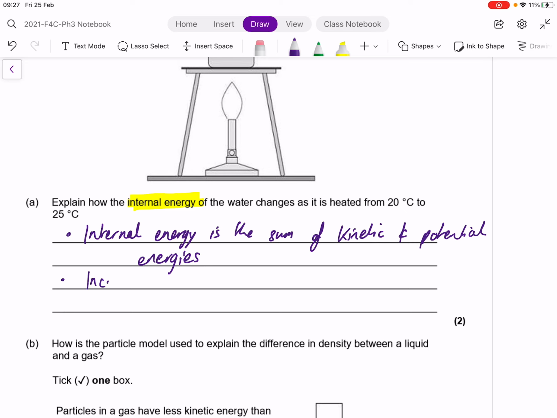So increased temperature leads to an increase in kinetic energy, and this leads to an increase in internal energy. So basically we're saying the internal energy goes up because the kinetic energy went up.